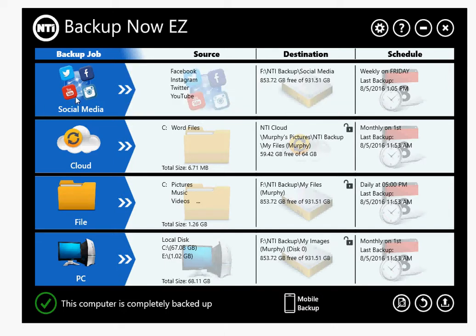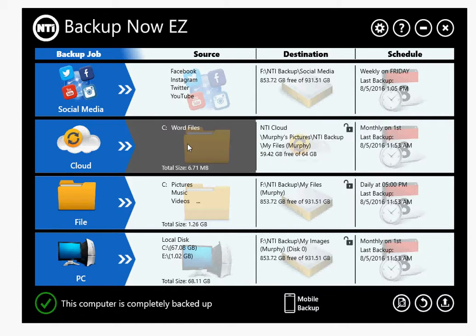Last time I showed you social media backup. This time we'll go to the cloud backup. So clicking on the chevron for the cloud job, it'll show you that I can backup, I can restore, and I can also disable the job and enable the job. Clicking the chevron will also close that panel. So the job is already set up with source, destination, and schedule, but we'll go over it one by one.